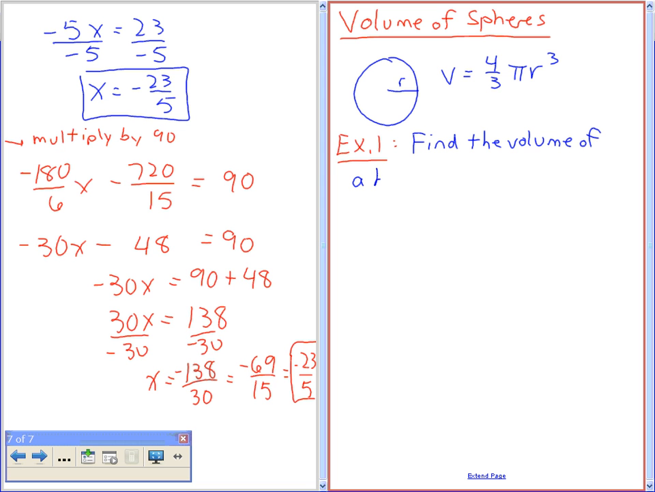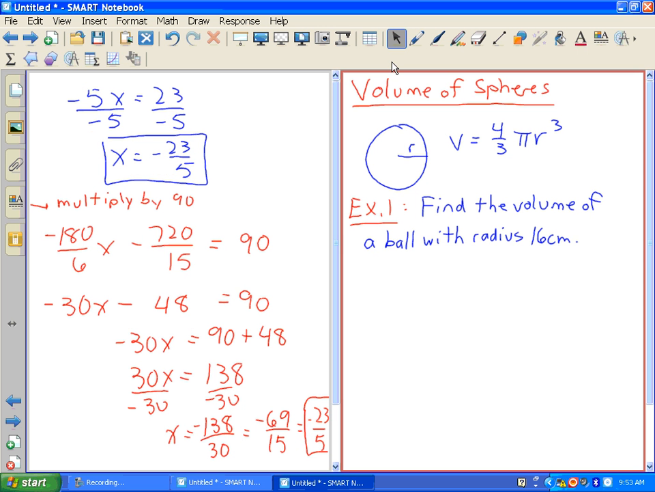Volume equals 4/3 pi r cubed. What I just did is I bought a giant beach ball that has a radius of 16 centimeters. The question is how much air goes in it. So what's the volume of this beach ball? Take a second, calculate that for me, please.